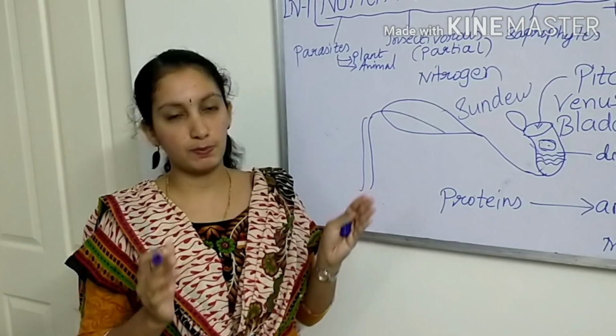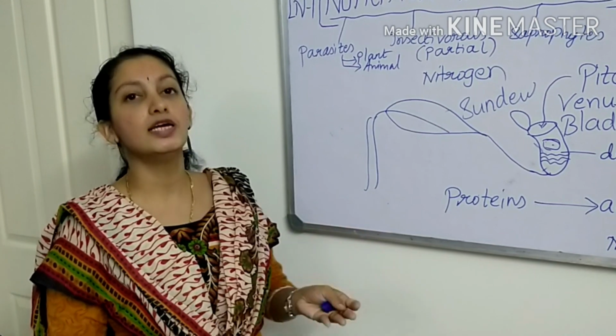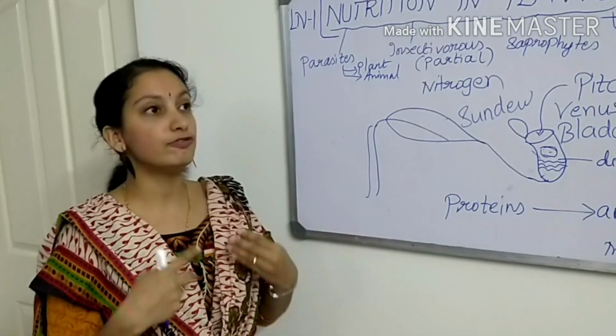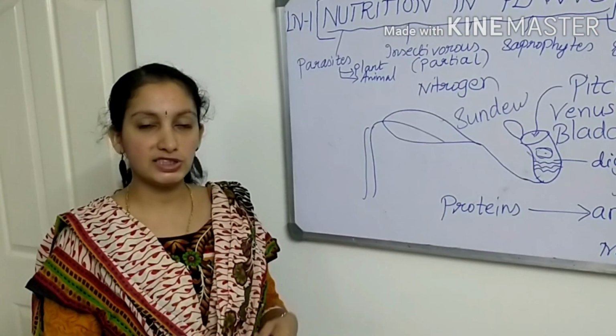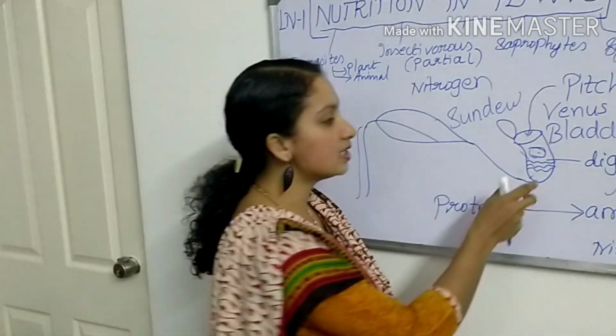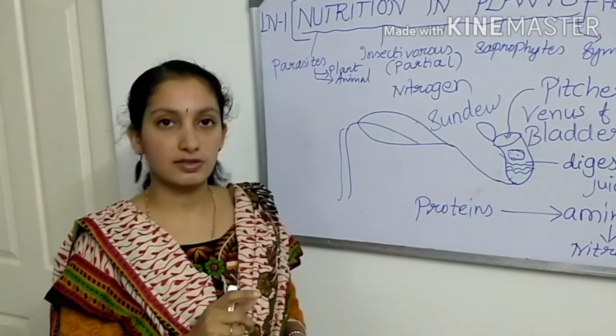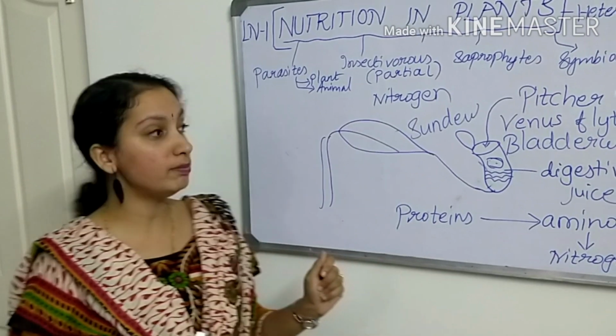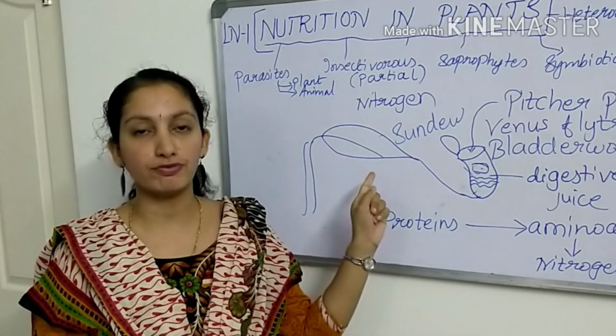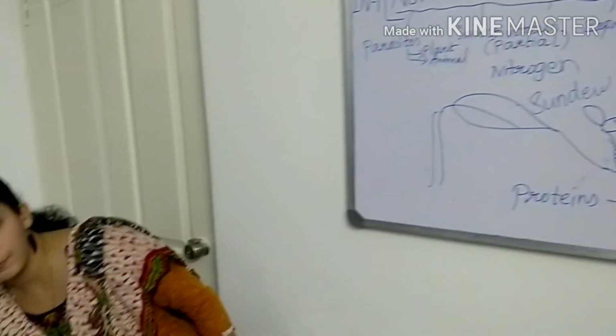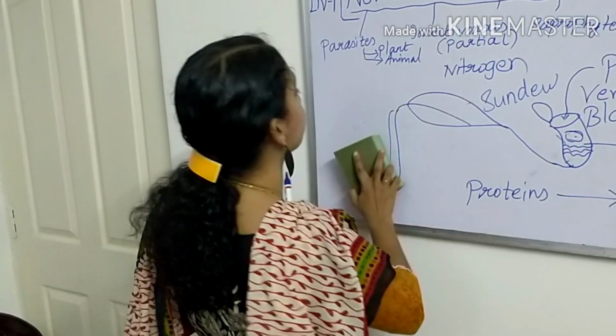So the main purpose of doing this mechanism is to get nitrogen from the insect which is being trapped inside this special hollow structure formed by the modification of this leaf, the apex and lamina.